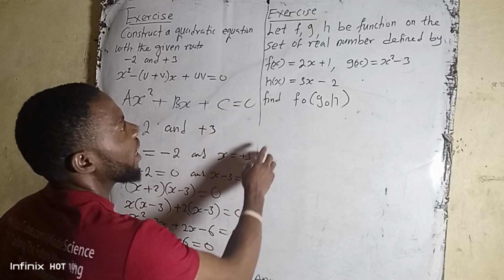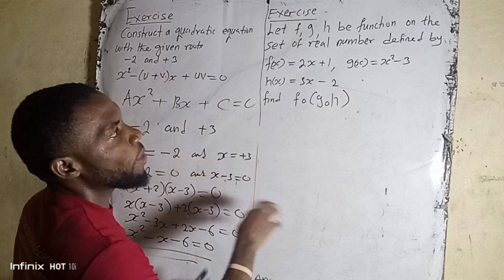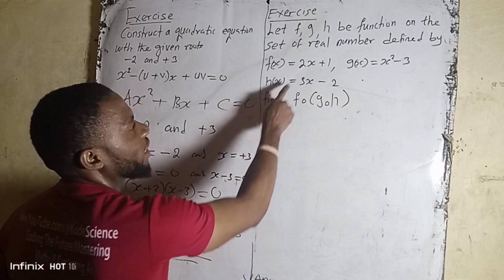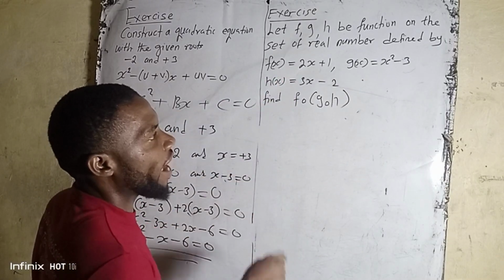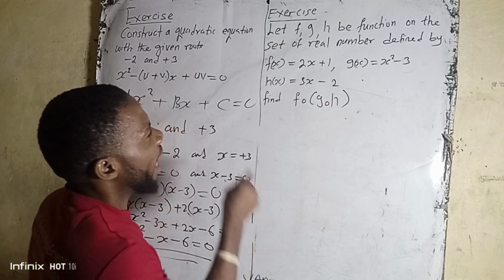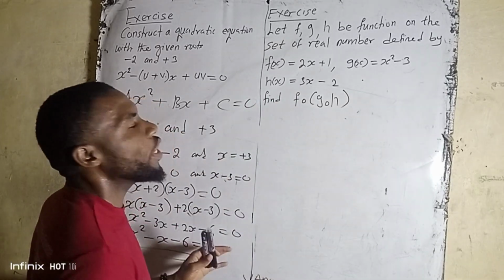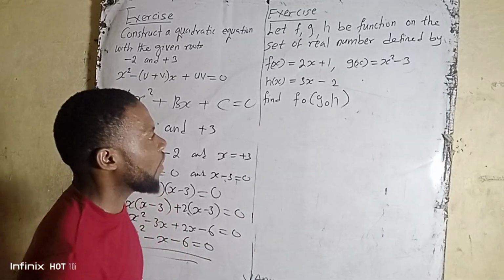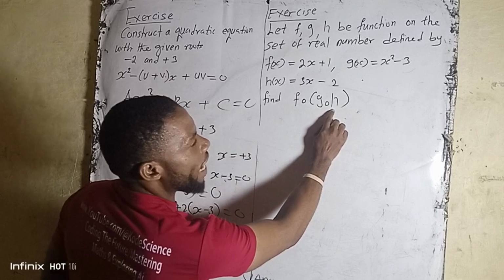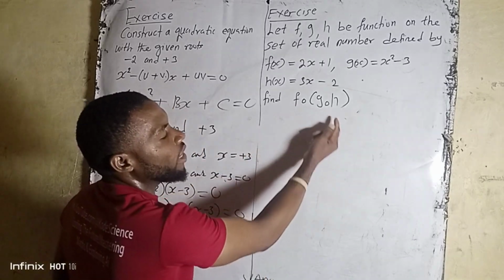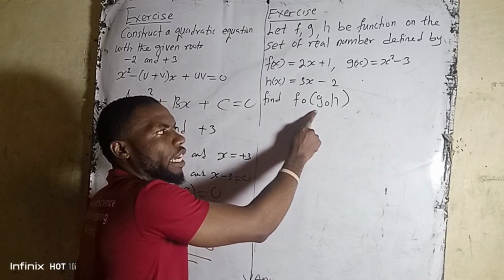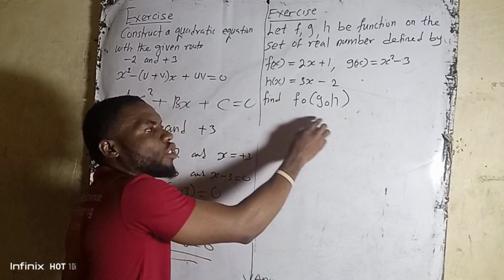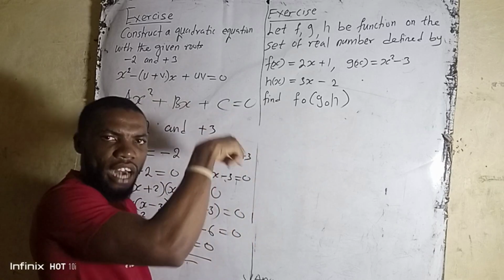Now, the question says: let f, g, h be functions on the set of real numbers defined by f of x is 2x plus 1, g of x is x squared minus 3, and h of x is 3x minus 2. All we need to understand is the concept. We know that the concept here is all about substitution. So how do we do this? We take h to be the child, and through the child, g. And all of these are the children of h of x. It's just like the child, the father, and the grandfather.